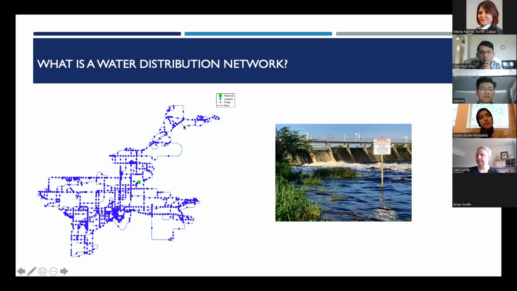And just for terminology that's going to be used in the rest of the presentation, the pipes in the water distribution network are sometimes referred to as links or edges in a network science perspective. And the end users, demand junctions or nodes, those are these dots, the blue dots. And so that's just important to keep in mind.